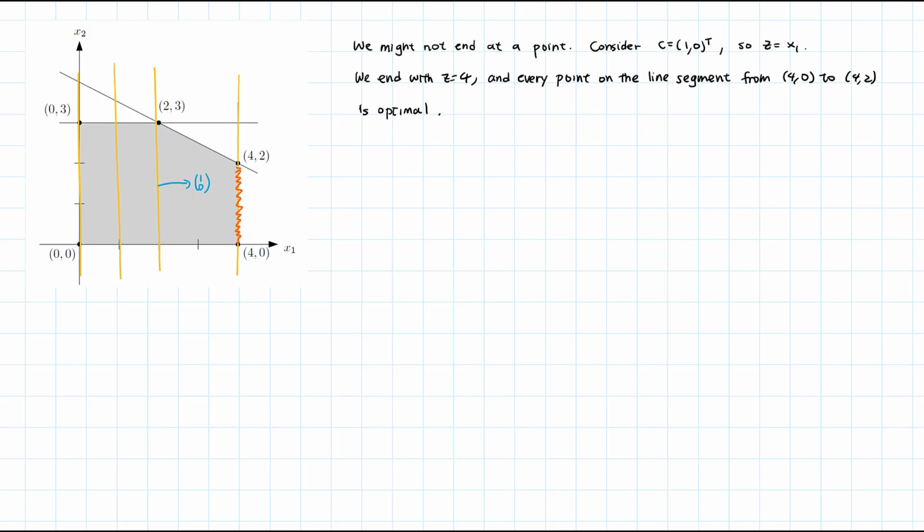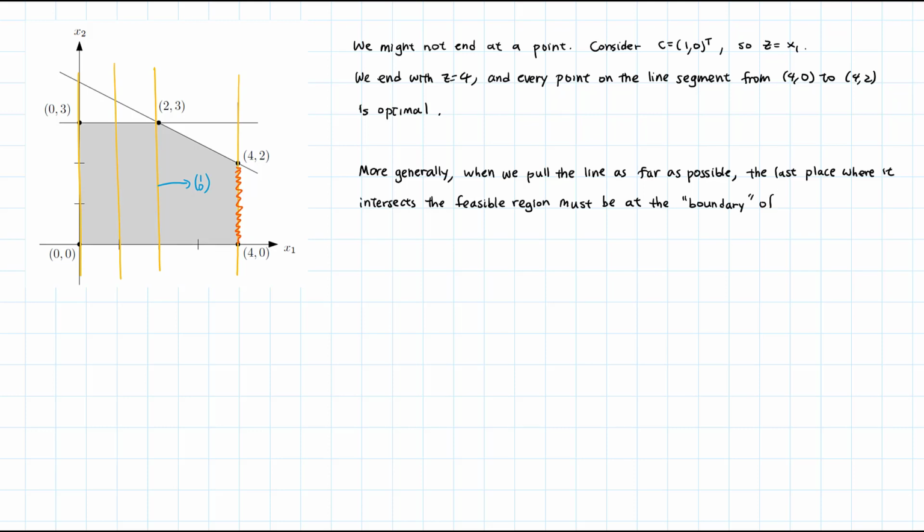More generally, when you pull the line as far as possible, the last place where it intersects the feasible region must be at the boundary of the polyhedron. If there is any intersection in the interior of the polyhedron, this means that there is an open space around it that is still in the polyhedron, so we can still move in any direction and improve the solution. So the key thing to take away from here is that if there is an optimal solution, then it must be on the boundary of the polyhedron.